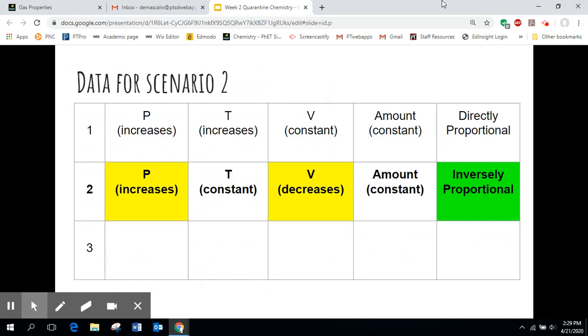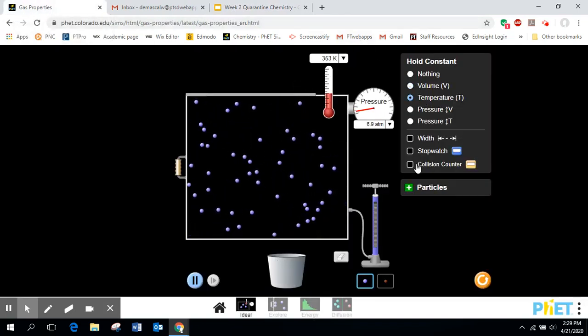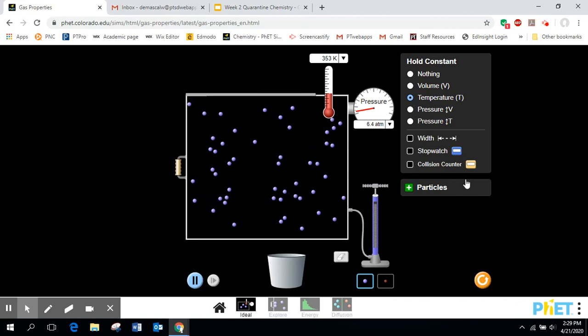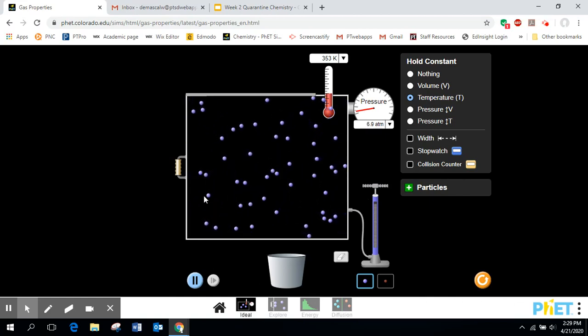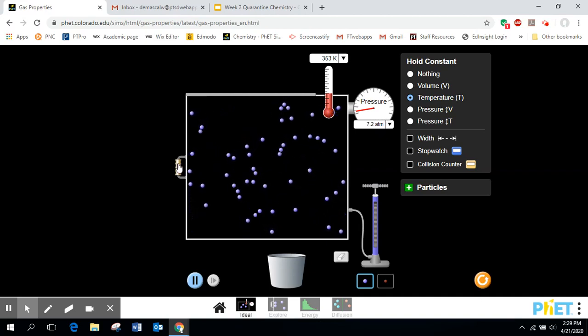The next one we want to look at is when we have pressure and volume, and temperature is constant. So we're going to change the volume and see how that affects the pressure. If we make temperature constant, we have one sample of gas in there, one pump of gas. Watch the pressure as I change the volume.